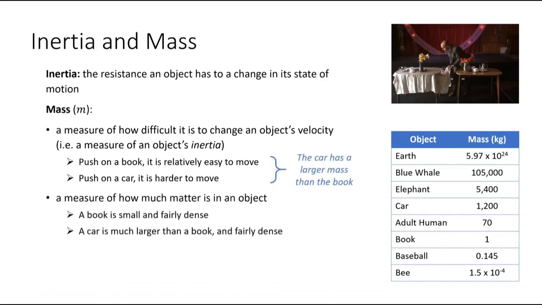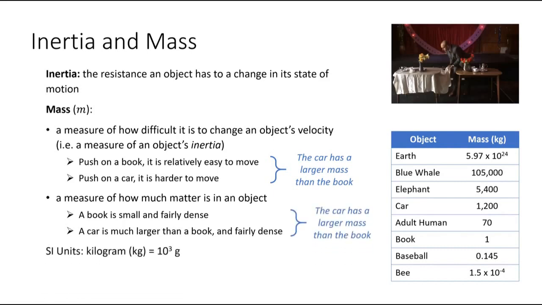Okay, another way that we talk about mass, which is probably the more familiar way that you've heard mass defined, is it's a measure of how much matter an object has. And so this is also a good definition. For example, if you think about a book, it's small and it's fairly dense. A car is much larger, but it's still fairly dense. And so then I would say that the car probably has a lot more matter in it than the book. And so in other words, the car has more mass. Okay, so these two definitions, they're both good.